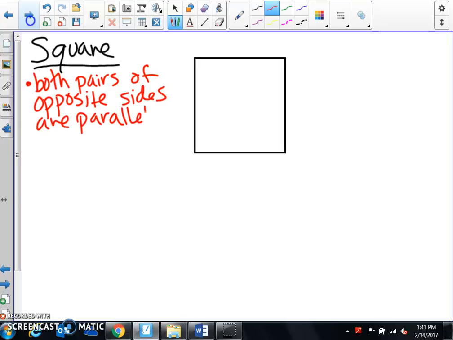And this is how we're going to write it, or notate it, on our square. So both pairs of opposite sides are parallel. This side is parallel to this side, and this side is parallel to this side. Notice how I did the two little arrows on the top and bottom side, because if you just put one arrow on all of them, it would mean that they're all parallel. They're not. So opposite sides are parallel.